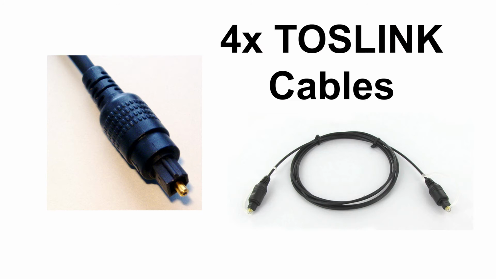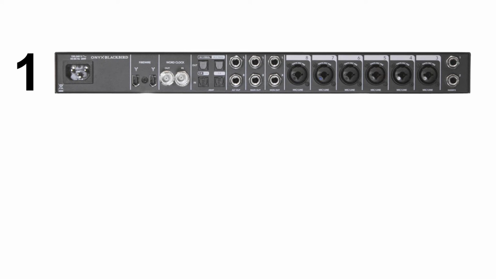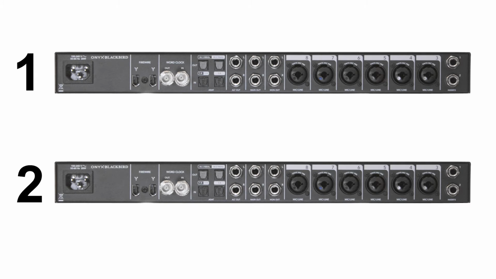You will need four Toslink optical cables for this to work. You can use two Toslink cables if you only plan to run at 44.1 kHz and 48 kHz, but seriously, who wants to do that? Okay, now connect your second unit over FireWire to your computer for some initial configuration.